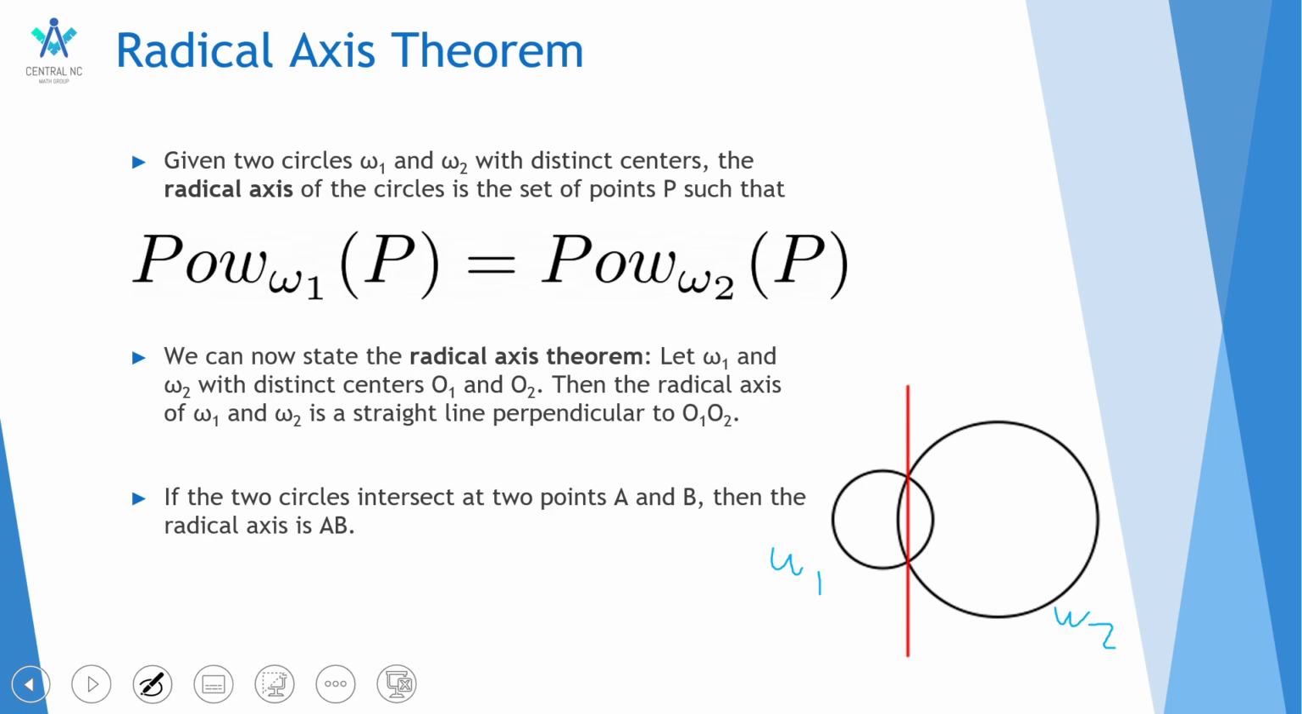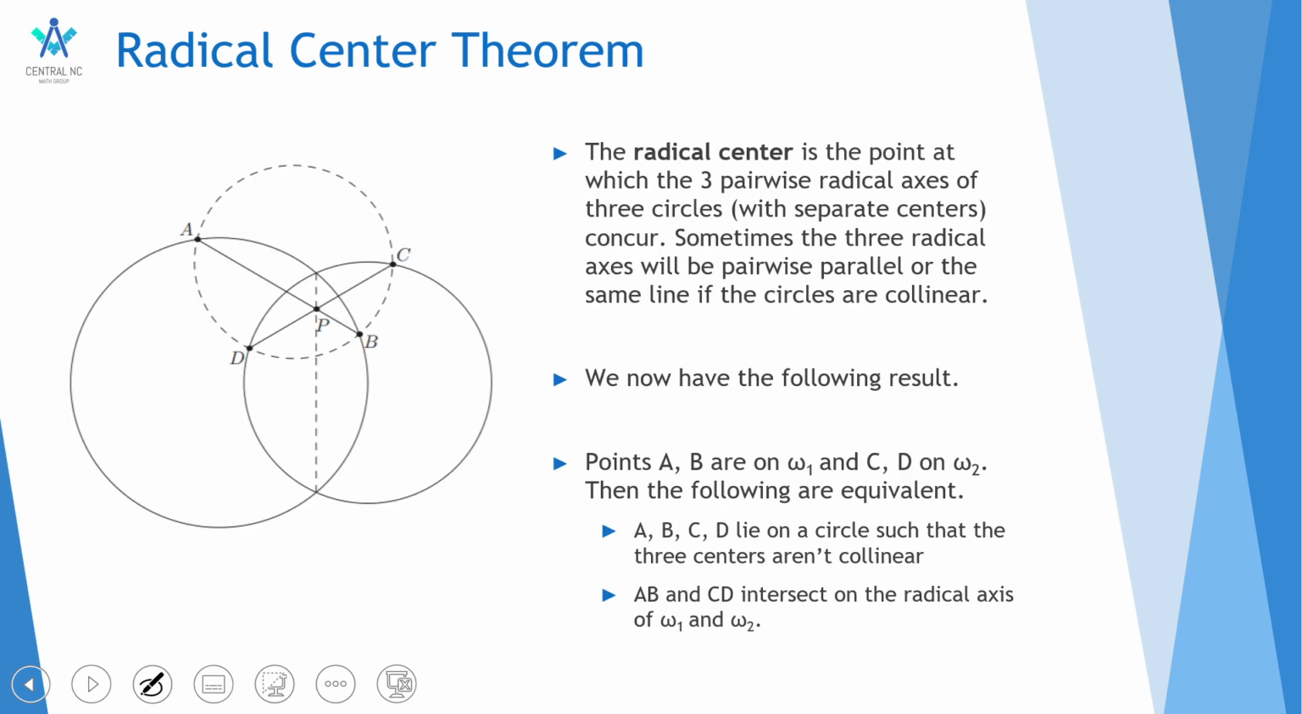And if these two circles intersect at two points A and B, then the radical axis is the line AB itself. Almost always when we deal with radical axis problems, you're going to have two circles that are intersecting. This may not always be the case, so you will have to look out for other cases, but you can almost always assume that problems dealing with this theorem deal with intersecting circles.